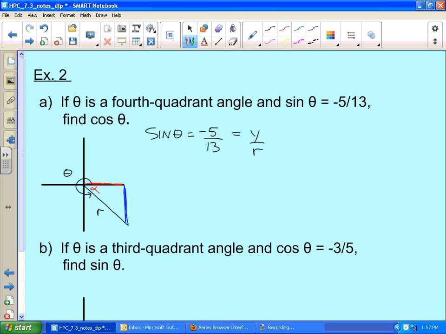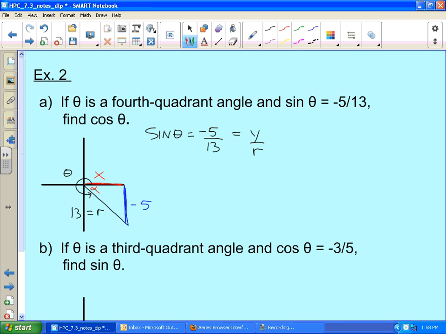That means I know what my y and my r are, because I know sine is y over r. So I can plug those things in over here. This is a 13. This is a negative 5. I need to find out what x is. So again, we're using diagrams.